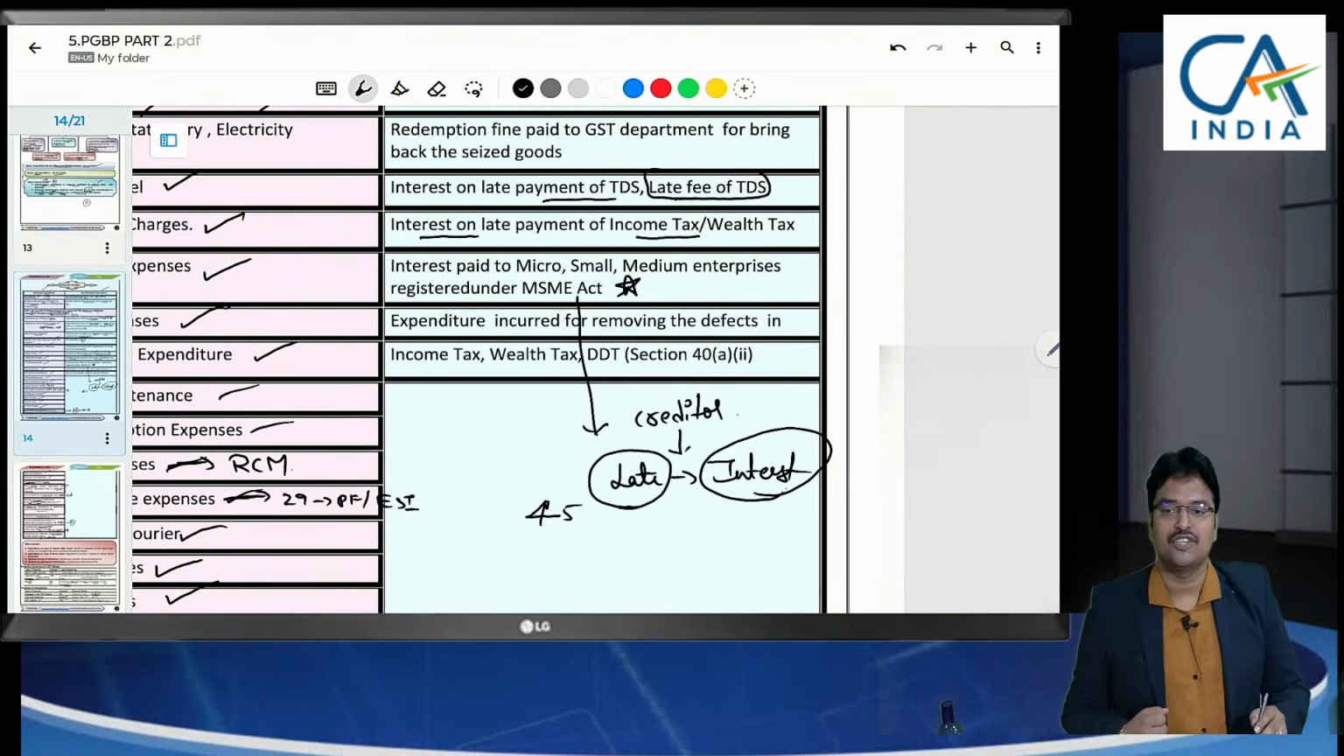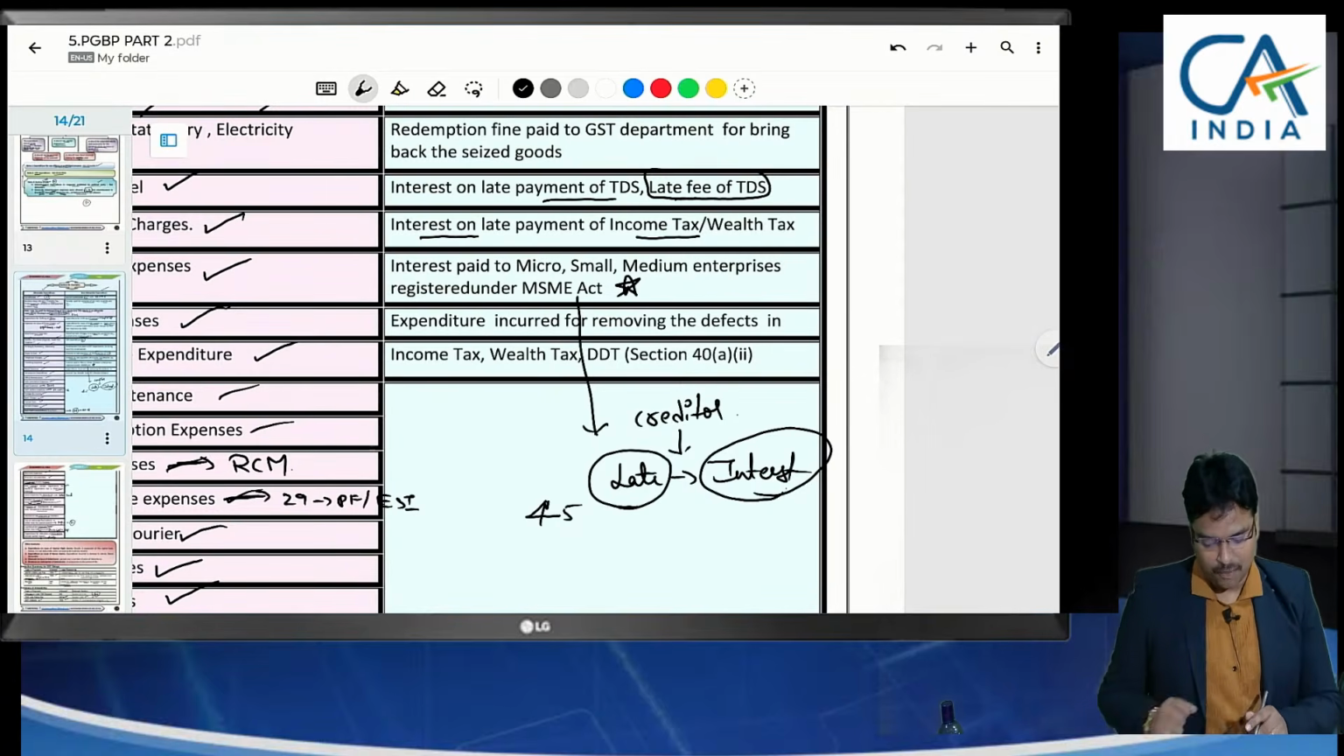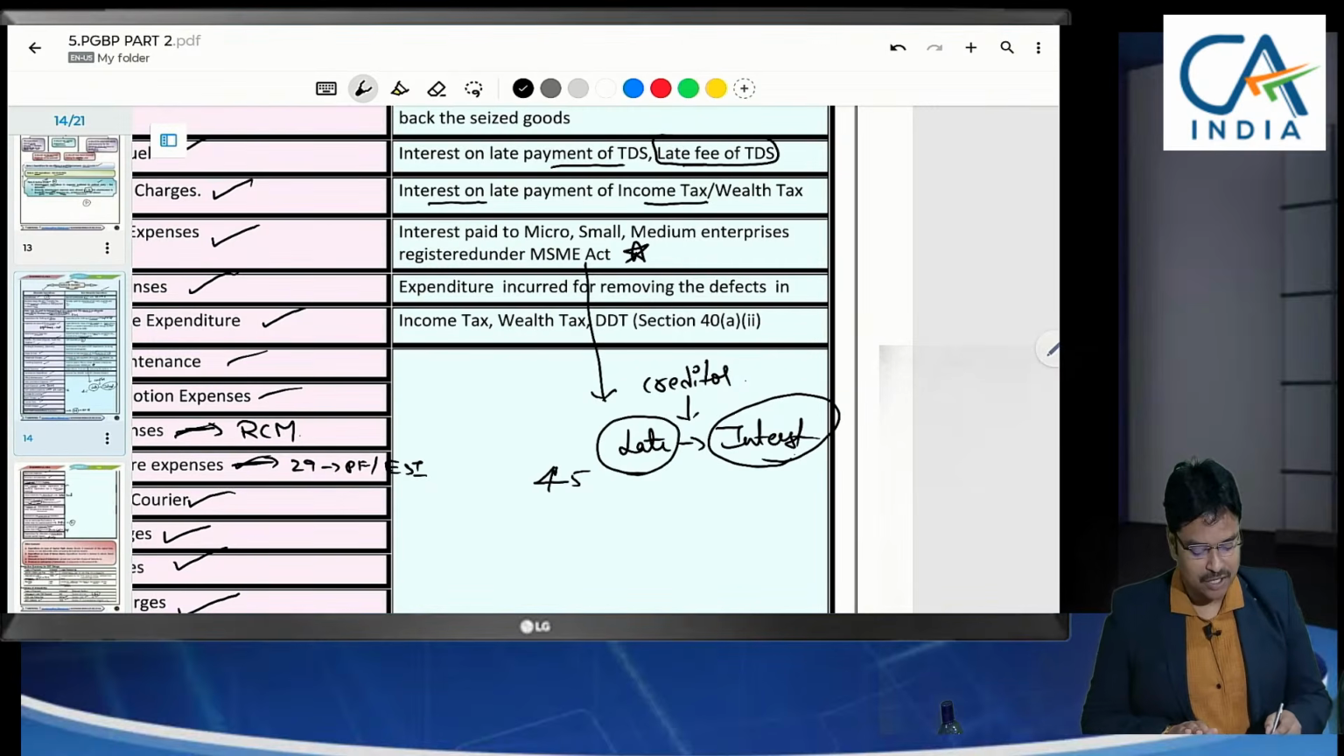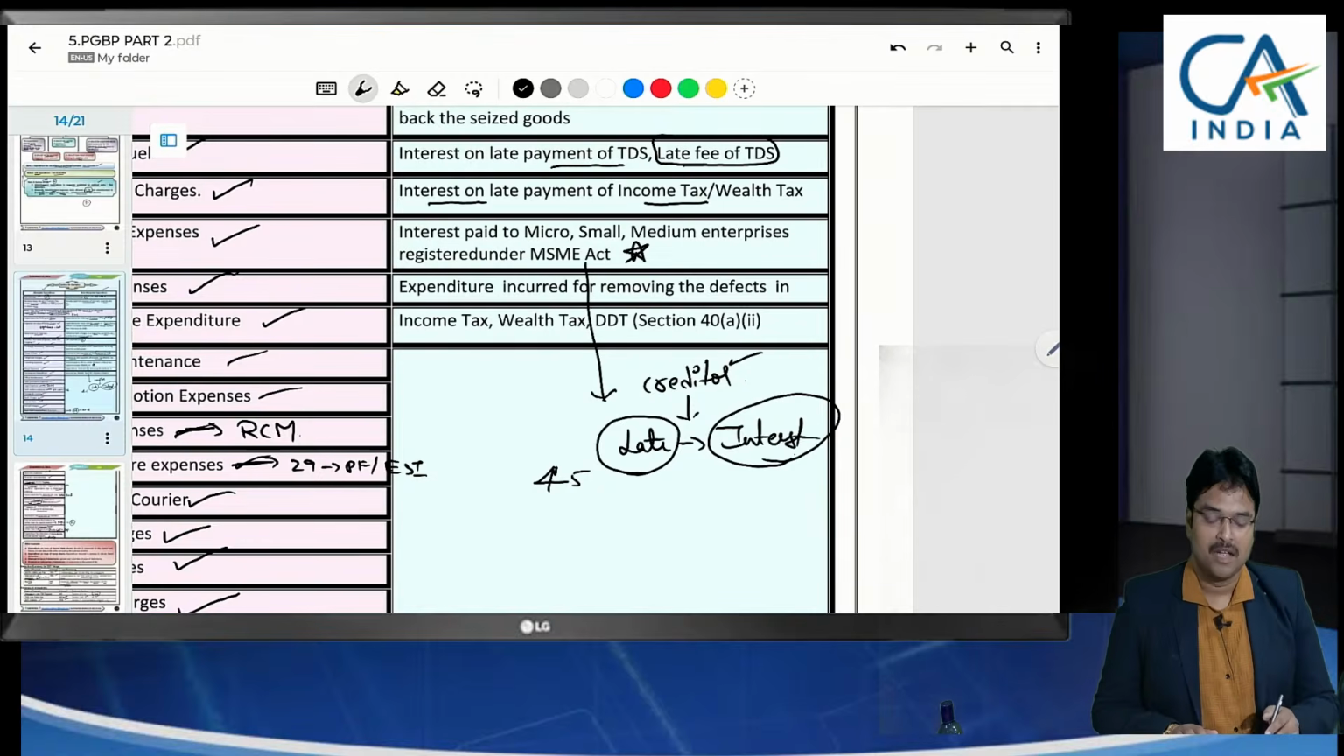Disallowances were there which we will discuss in the next session. Now we are in general deductions. MSME late payments to creditors also cannot be claimed as deduction. Late payment interest also cannot be claimed as deduction.